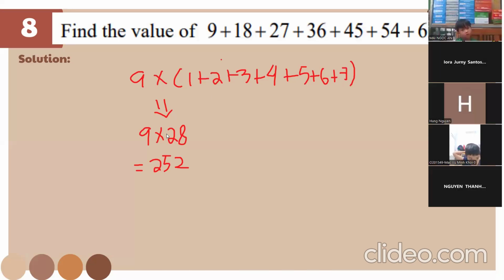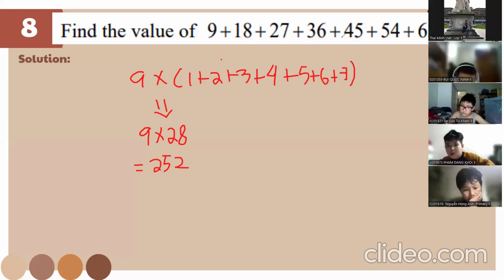Okay. 2052. 9 times 28 is 252. Yeah. Okay. So is that all? So we can move to number 9. We are progressing slowly.